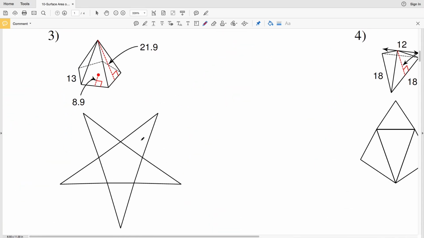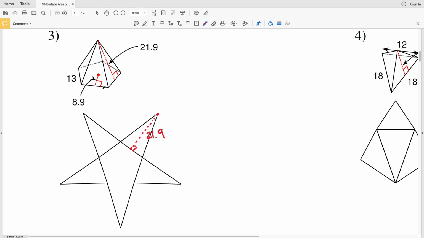In number 3, you can see that we have a pentagonal pyramid. 1, 2, 3, 4, 5 sides, so the base is a pentagon, and since the other faces are all triangles, it is a pentagonal pyramid. Let's start with slant length this time. The slant length is given to us as 21.9. So drawing a line that's perpendicular to the base that intersects that apex, which would be this vertex, and remember it's perpendicular, that length is 21.9.